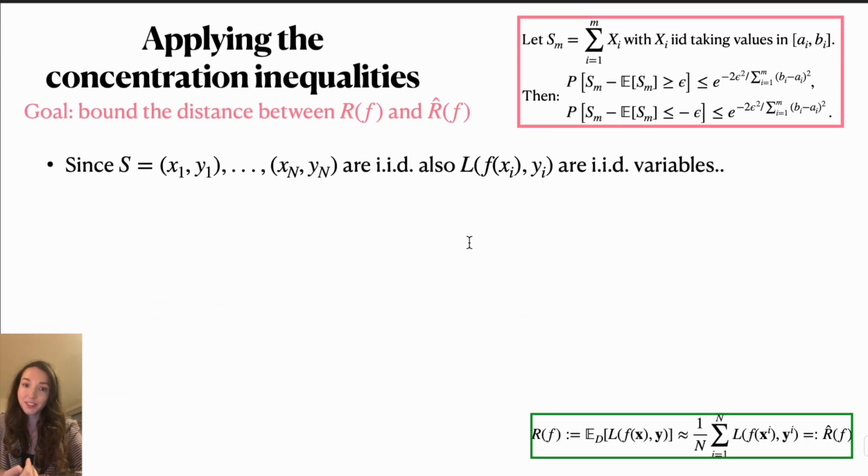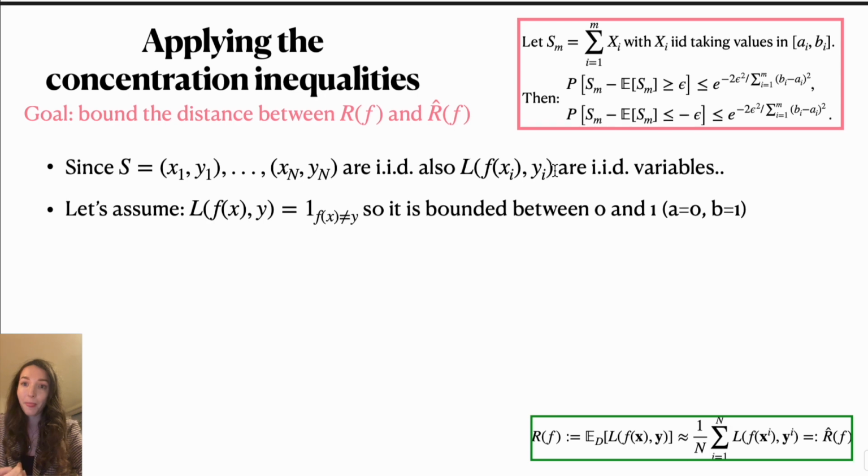So the first step is to make clear what are going to be our xi's. Our xi's are going to be our losses. And because we assume that each of the (xi, yi) are iid, we can also say that each of those terms of our loss function, the loss of f(xi), yi, will also be iid variables. So that's the first thing we need to clarify in order to see if we can indeed apply Hoeffding's lemma.